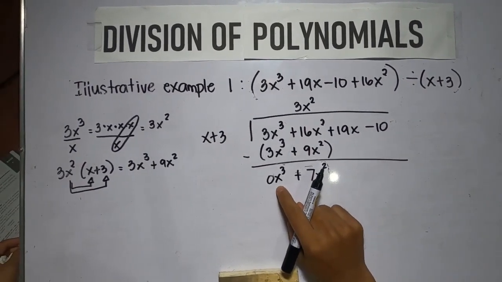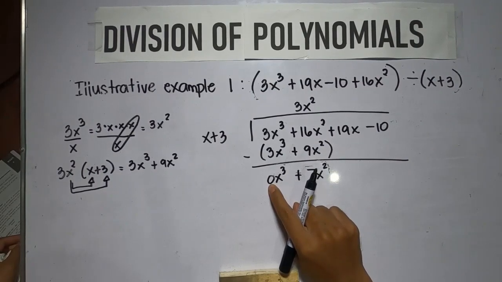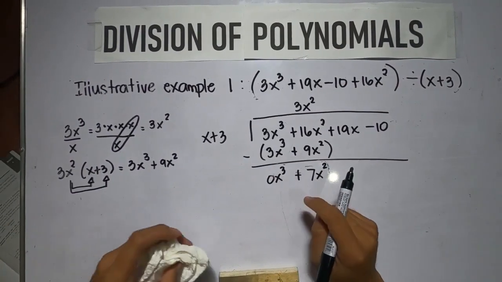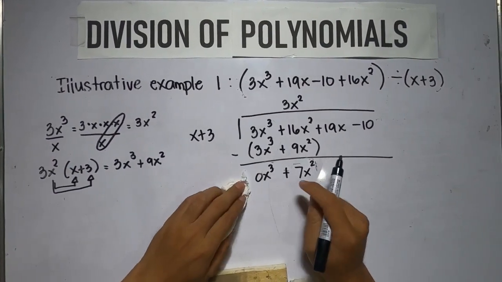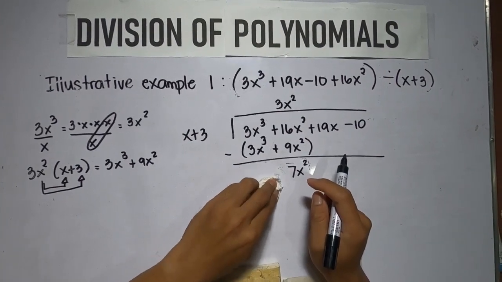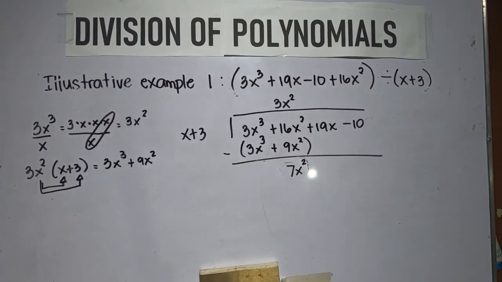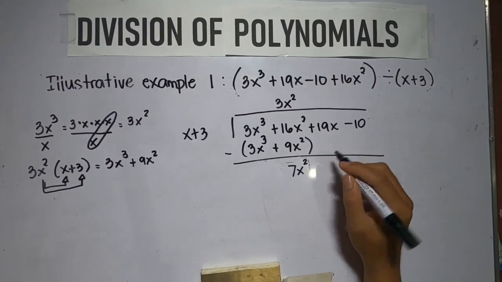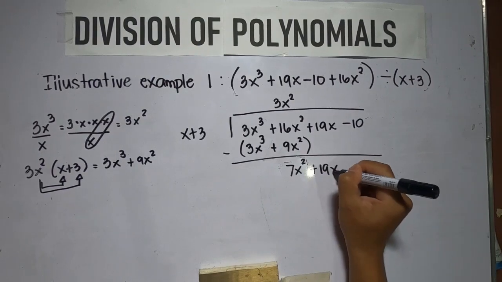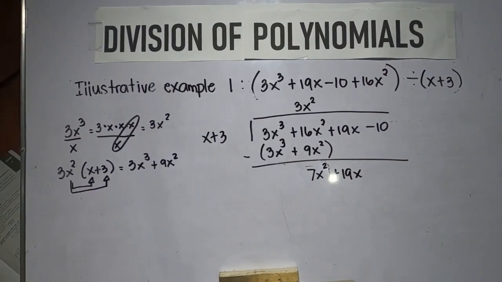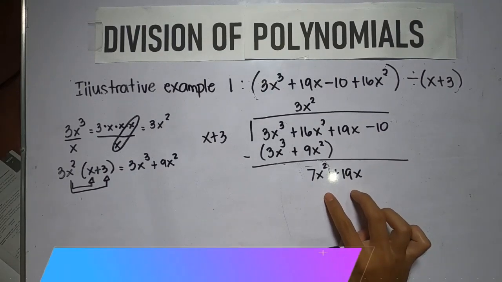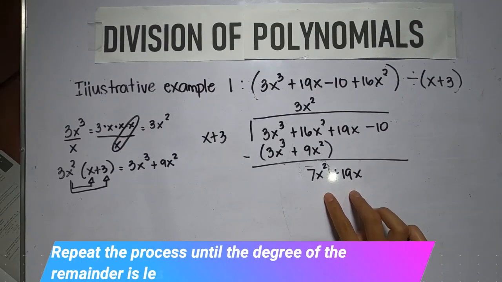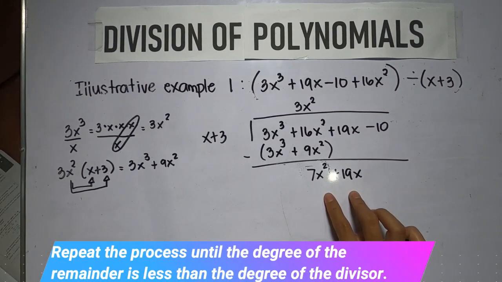Since this term has the coefficient of 0 and we know the product of 0 times x cubed is 0, you can just simply omit this term. And what will remain is positive 7x squared. So we will bring down 19x. Then, we will repeat the process until the remainder is 0 or its degree is less than that of its divisor.